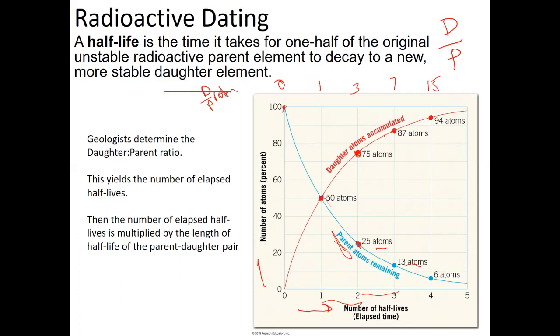So for example, I think the half-life of uranium-235, that one of its stable daughters, lead-207, is about 700 million years. 700 million years is the half-life for uranium-235.